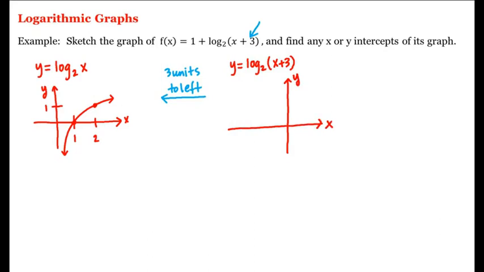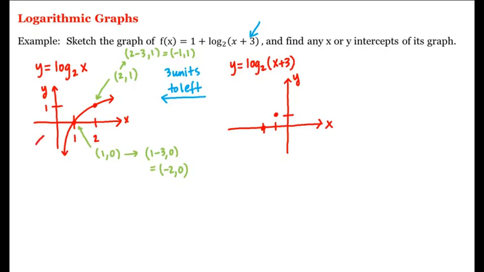Now, if we're rigidly moving this entire graph 3 units to the left, what's going to happen to this point here, this (1, 0)? And what's going to happen to this point here, the (2, 1)? Well, (1, 0) is going to move to (1 minus 3, 0), or (-2, 0). And (2, 1) will move to (2 minus 3, 1), or (-1, 1). So here's (-2, 0). And if this is 1, then here's the point (-1, 1).